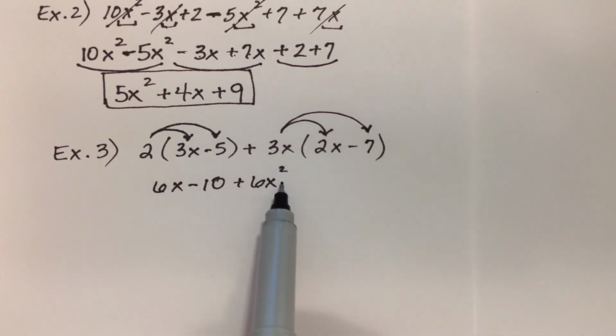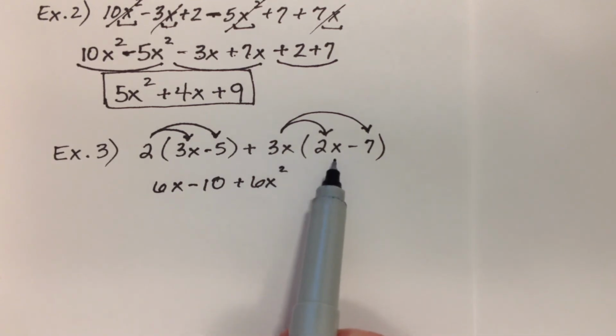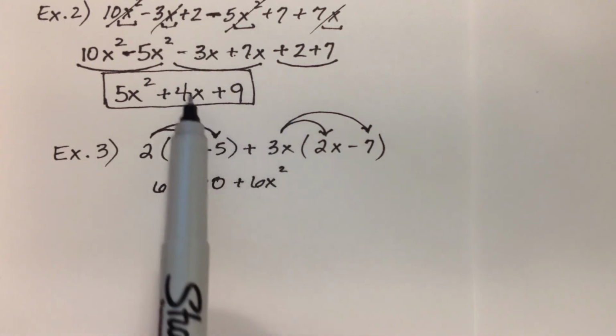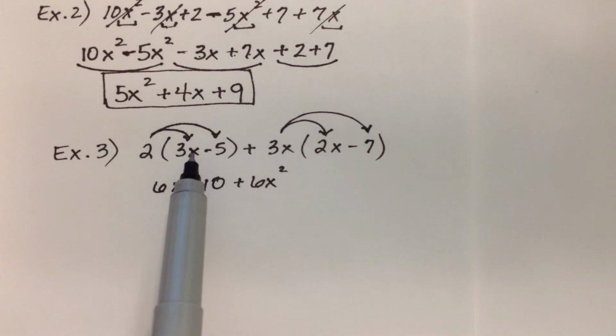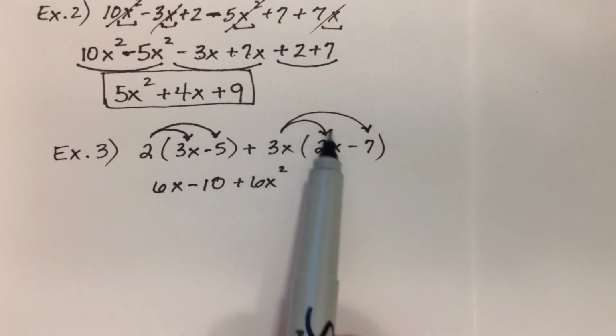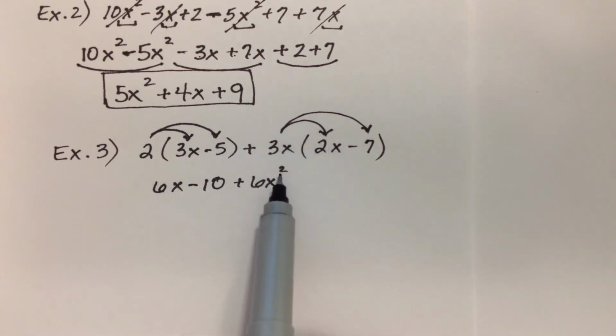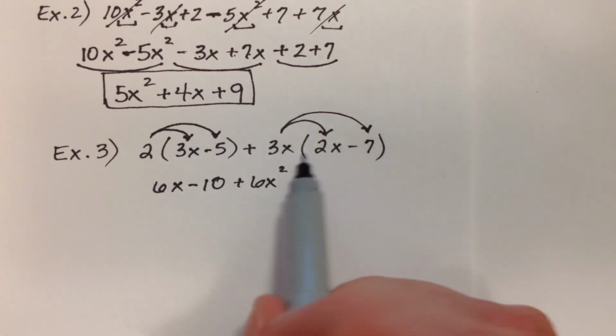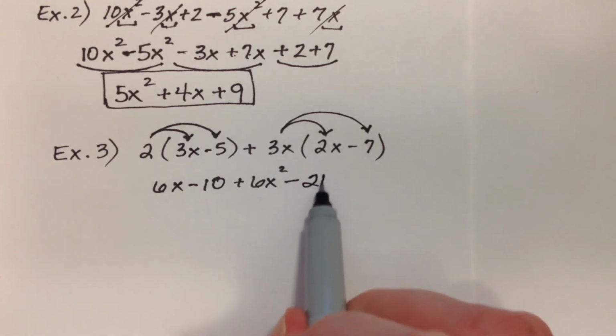Notice this time that my variable changed. Well, haven't I been saying for the whole video that the variables don't change? Well, they don't. Whenever you're adding and subtracting, combining like terms, the variables do not change. We were not adding or subtracting. We were multiplying right here, so x times x is x squared. Continuing, 3x times 7, and this minus is minus 21.